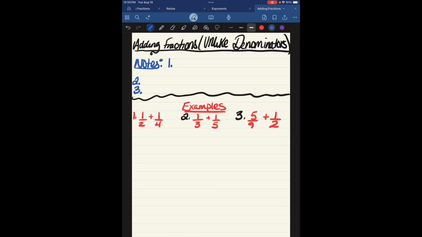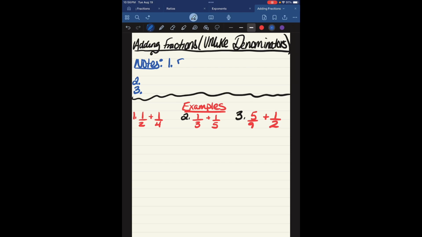So today's lesson, we're going to be talking about adding fractions with unlike denominators. Remember, last video we talked about adding fractions with like denominators. But this time, we're going to be talking about adding fractions with unlike denominators. All right, first step, let's get to it.